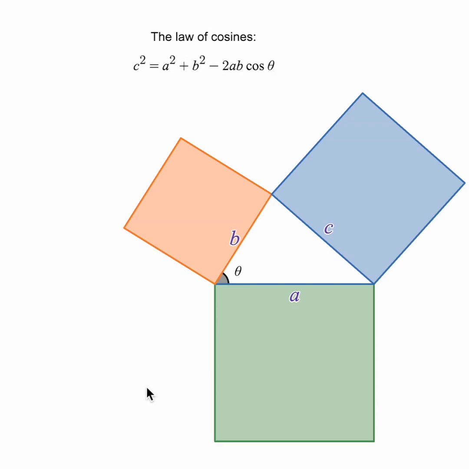So let's take a look at the law of cosines. That is something that relates the sides and an angle of a triangle that does not have to be right angled. So it's a little bit different from regular trigonometry in that regard.